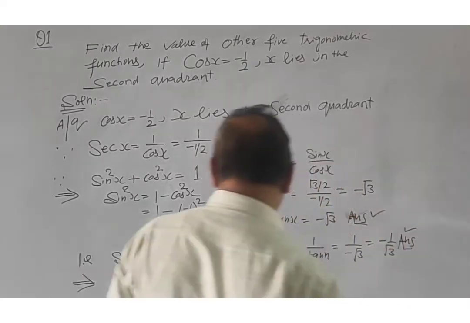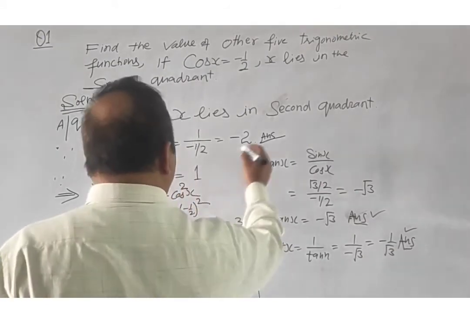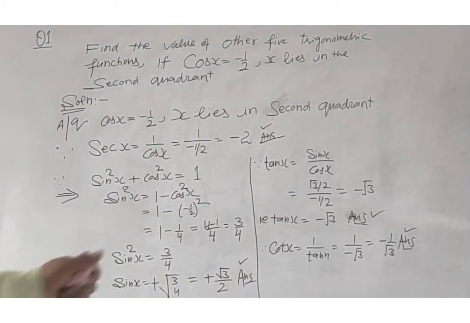In this way, you have calculated 4 trigonometrical functions, that is secant x, sin x, tan x and cot x.